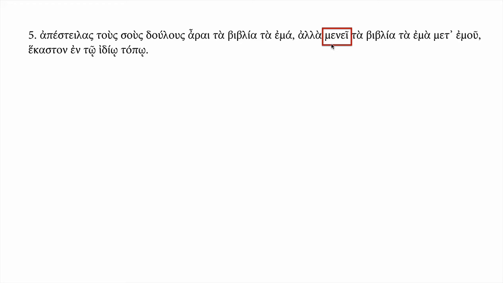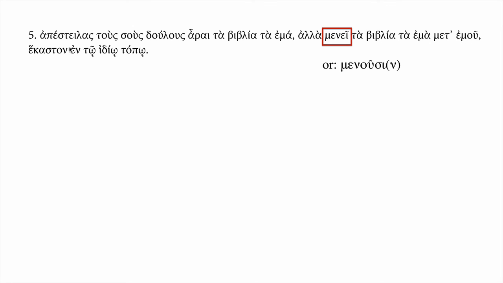Meno, meno, this is a liquid verb. We've already talked about how to form the future. But you could use the singular here, menei. Why could you use the singular with a plural subject? Because books is neuter, ta biblia, and neuter plural nouns can take singular verbs. They don't have to take singular verbs. So you could also have used menousin, a plural, a third person plural of the same verb. My books will remain. Met' emou, meta is with, plus the genitive pronoun me.